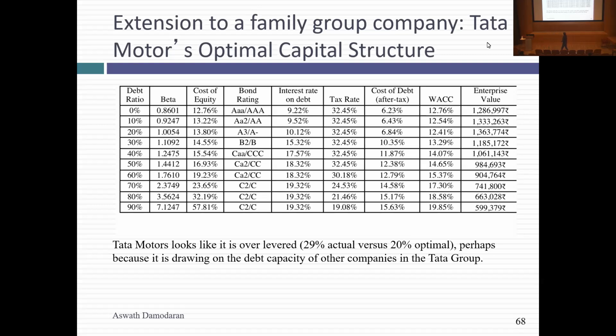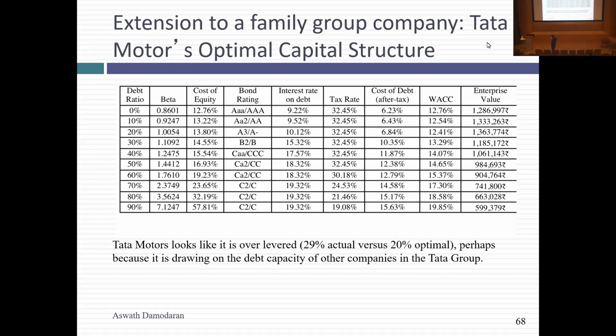Which brings me to the other companies in my list. I'm not going to take you through these companies in the excruciating detail that I took Disney through, because it'll kill you if I did that. So think of doing these in the same kind of excruciating detail. The first company I looked at was Tata Motors. Remember, it's a family group company, right? It's one of multiple companies controlled by the Tata family. Their existing debt ratio is about 29% debt, 71% equity. There's my cost of capital breakdown.